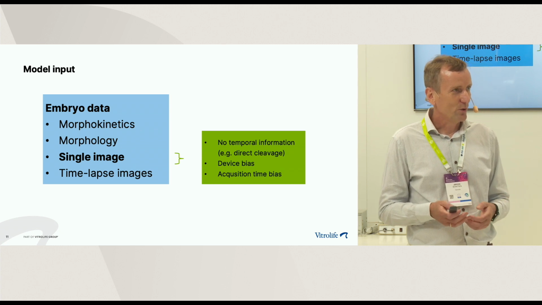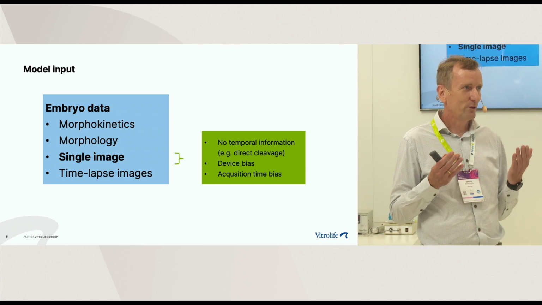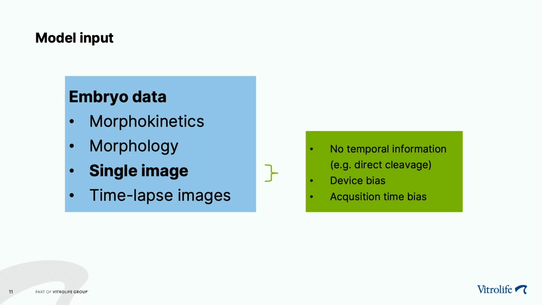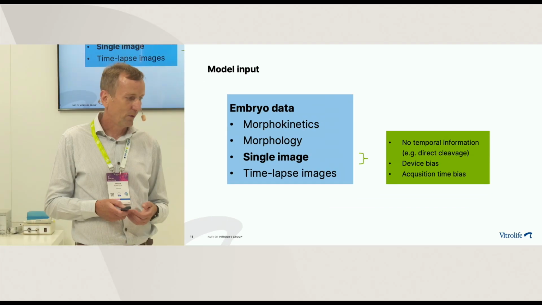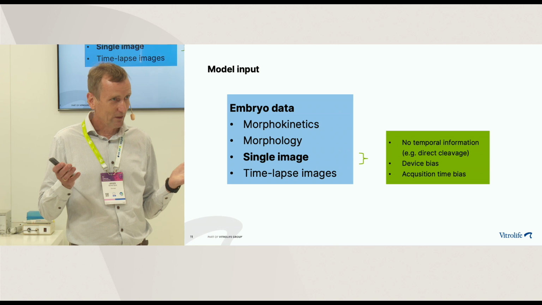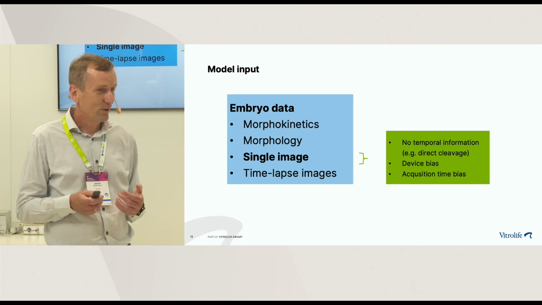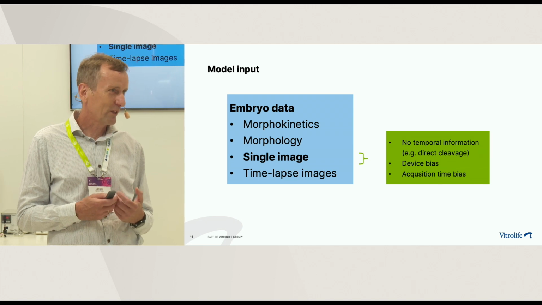If we then go to single image or static image, where you're only using one image for predicting live birth or fetal heartbeat, then you can predict based on that single shot, but you won't have temporal information, so you will be missing direct cleavages, you will be missing multinucleation. There are a lot of different features that you are missing, so you're not getting the full information from the whole development of the embryo.